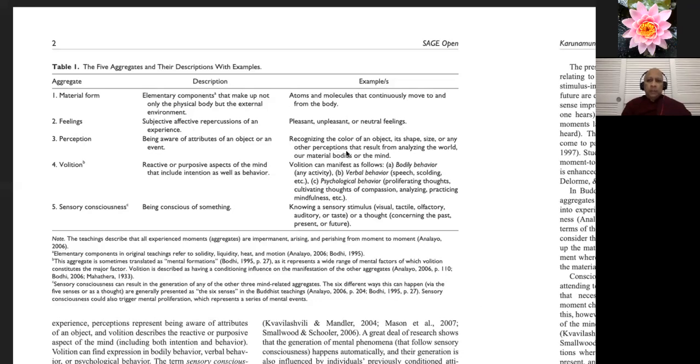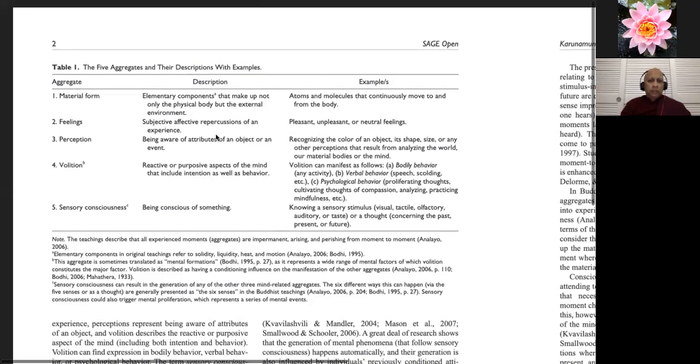I think the corresponding Pali terms for pleasant, unpleasant, or neutral feelings are sukha, dukkha, and upekkha. So sukha is pleasant, dukkha is unpleasant, and upekkha is neutral. And those are the three types of feelings that we create.